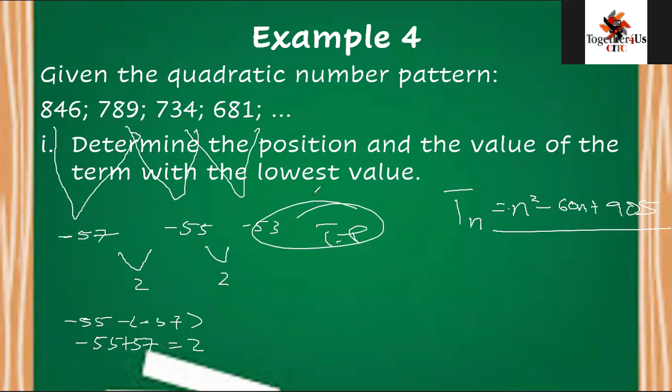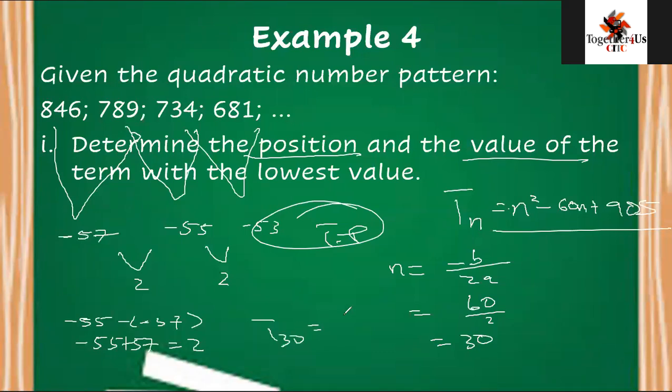Now, notice, by the way, the question here says the position and the value of the term with the lowest value. So we've got to find n. After finding n, we've got to find Tn. Okay, so n, of course, is minus b over 2a. We have discussed this. This is 60 over 2, and this is 30. So what is T30? Well, you can go ahead and punch this in your calculator. 30 squared minus 60 times 30 plus 905. This is, guess what? This is 5.